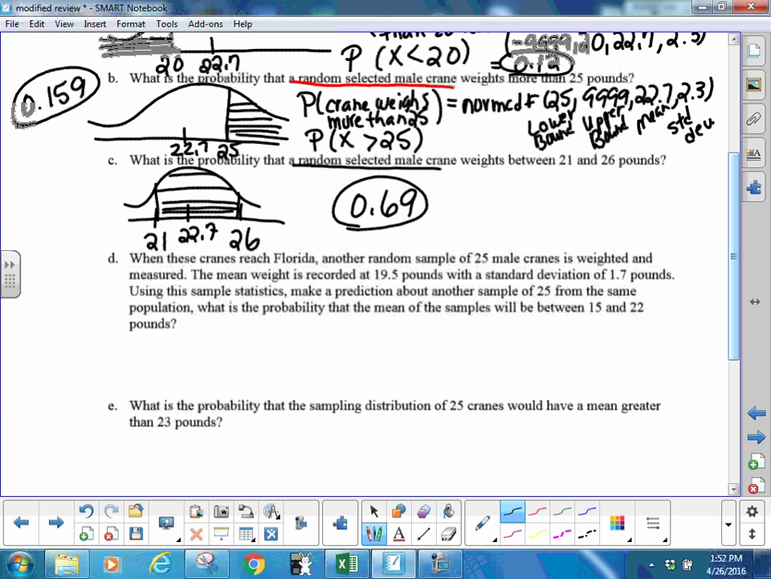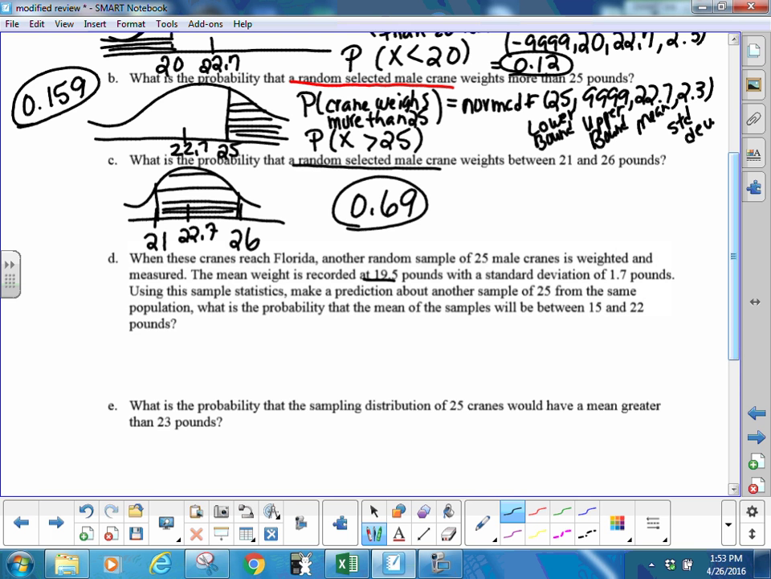D is where we're struggling. After looking at the mock, D is where we really need to do just a little bit of work before we take the real one. So if you don't care, let's look at D together. When these cranes reach Florida, another random sample of 25 male cranes is weighed and measured. The mean weight is recorded at 19.5 with a standard deviation of 1.7. Using this sample statistic, make a prediction about another sample of 25 from the same population. What is the probability that the mean of samples will be between 15 and 22 pounds?